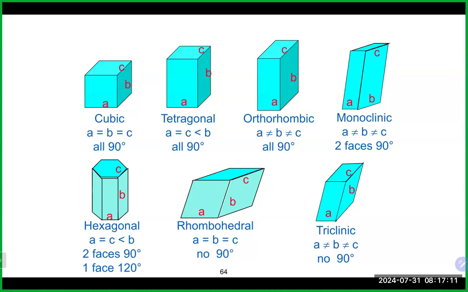There are a lot of different types of unit cells, and really for us, we're just going to look at cubic unit cells, where all the angles are 90 degrees.